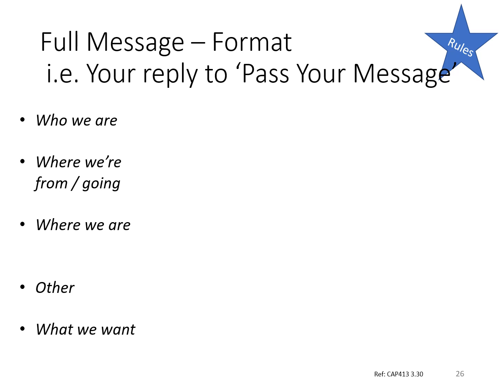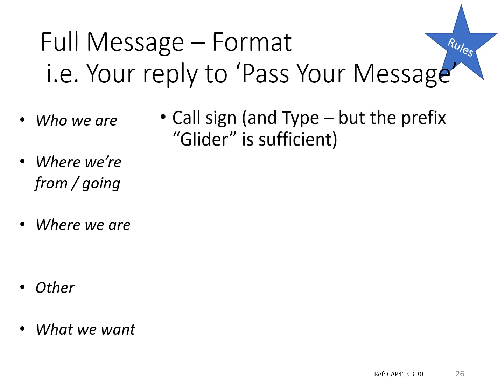Here's how we respond to pass your message. Again, it's a standard format. First, our call sign and type. So for a powered aeroplane, that might be a PA-28 or a Mooney 201. In our case, the glider part of our call sign takes care of the type. Actual glider types won't be of much use to air traffic control, though if they ask, you can tell them what you're flying.